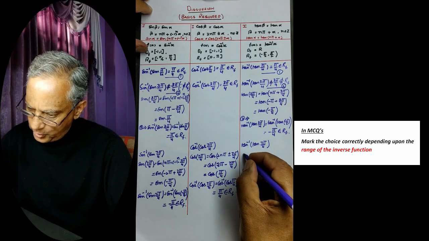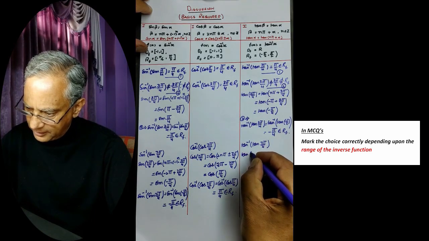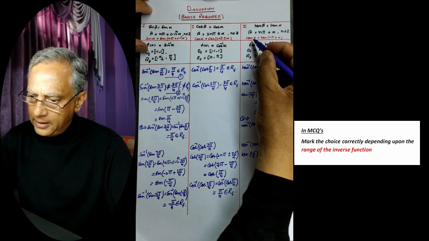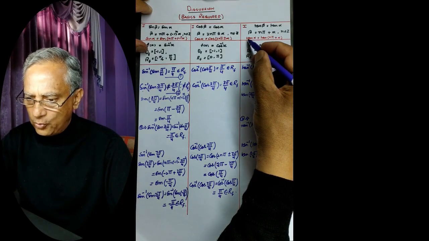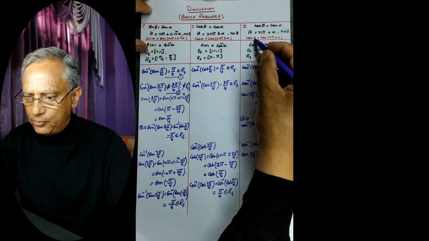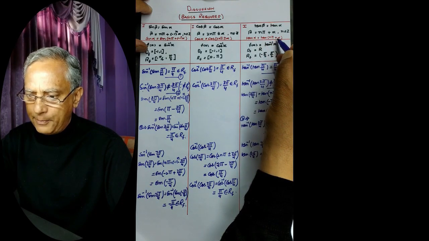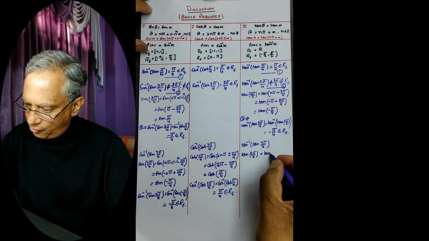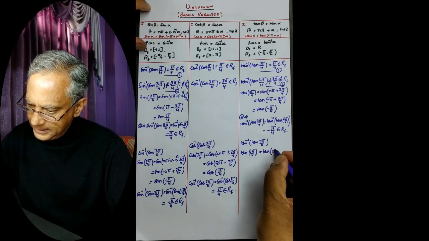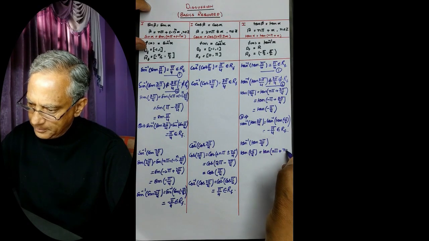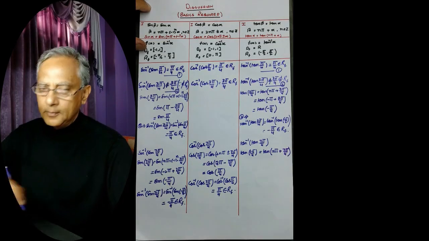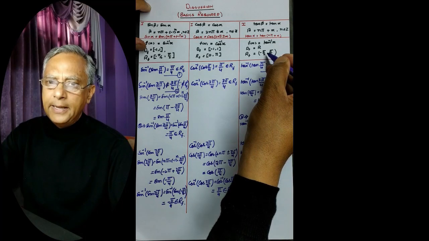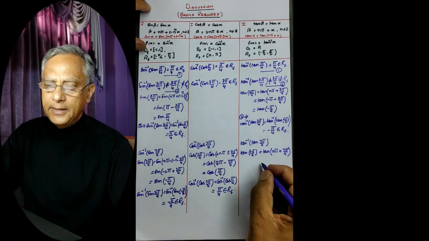So what we have to do is, tan of 7 pi by 4 can be written as tan of n pi plus alpha, where alpha is 7 pi by 4. So we can write tangent of 7 pi by 4 is equal to tangent of n pi plus 7 pi by 4. Now we have to choose n such that this is within the range.